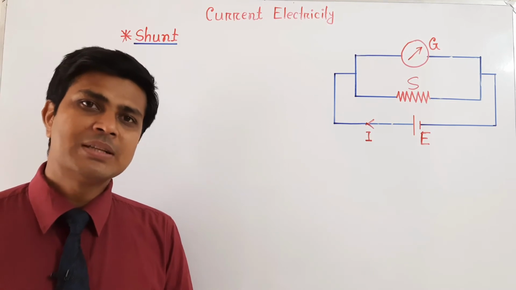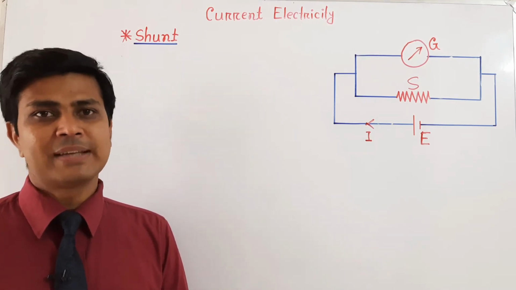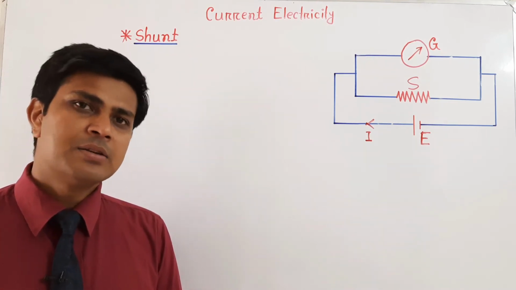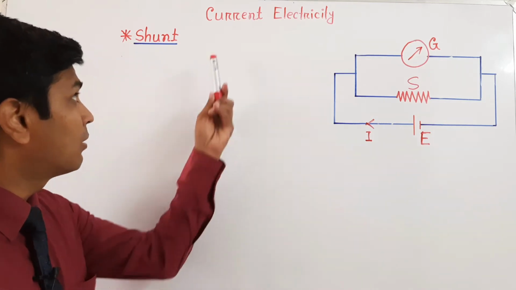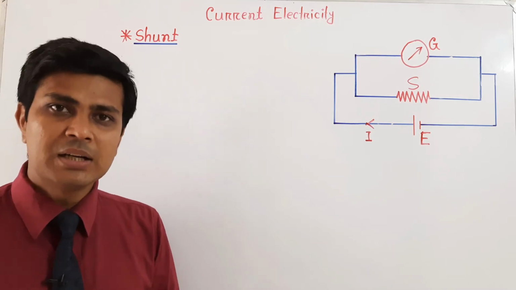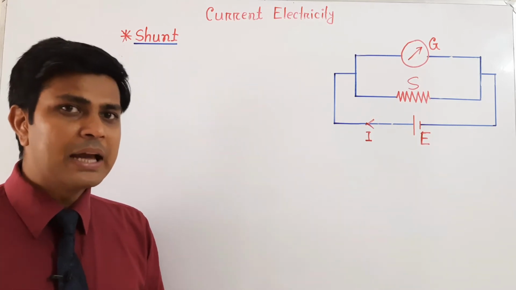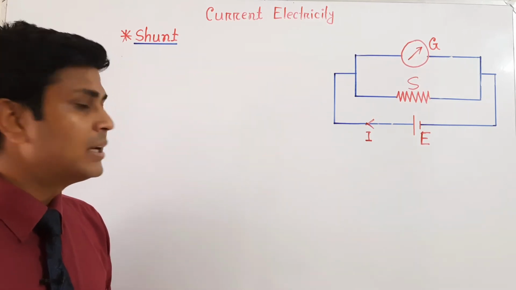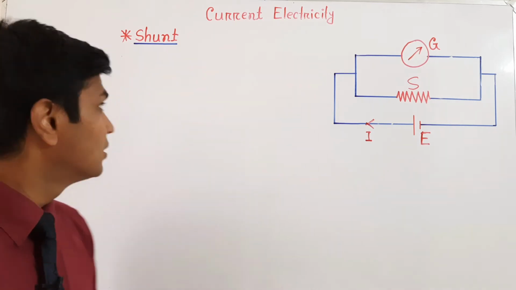Today, I will discuss chapter 3 from Physics second paper, and the topic of this chapter is current electricity. My topic of discussion today is shunt and the related math and creative question. Okay, let's just start with shunt.